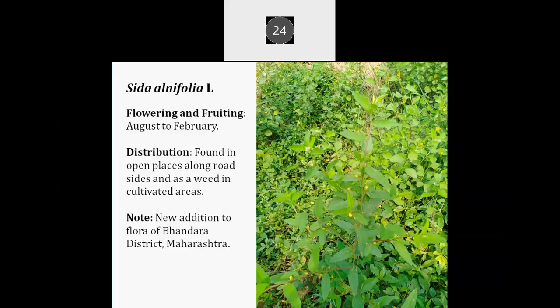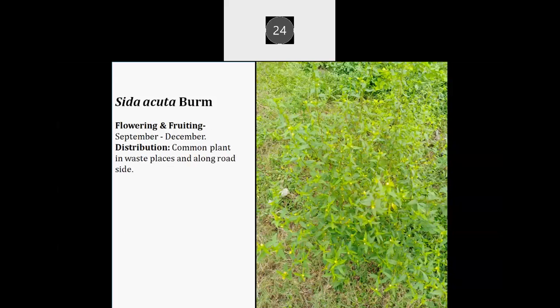When I observed this, I found that it is different, and after the mericarp study, I found that this plant is Sida alnifolia. So this is one of the species which is new to Bhandara district. Next, ma'am.